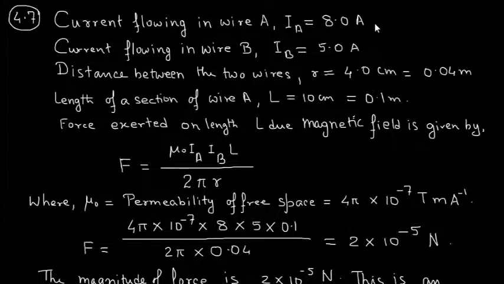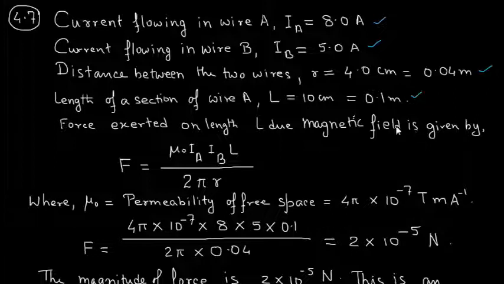So, the current flowing in wire A, IA is equal to 8 ampere. The current flowing in wire B, IB is equal to 5 ampere. Distance between the two wires r is equal to 4 centimeter, that is 0.04 meter. Length of the section of wire A, L is equal to 10 centimeter, that is 0.1 meter.